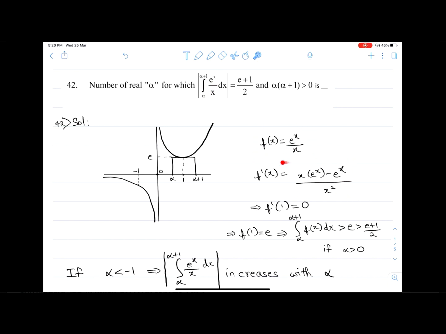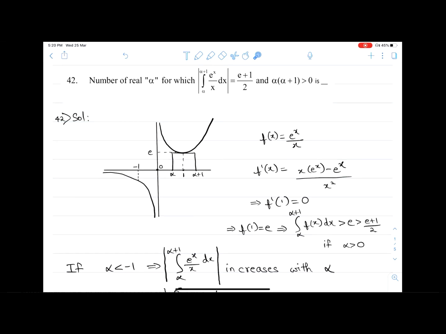f dash of x is equal to (x times e power x minus e power x) by x square. f dash of 1 is 0. So at x equals 1, the function attains a minimum. In the rest of the cases, the function will be decreasing and then again increasing. So this is the graph of e power x by x.